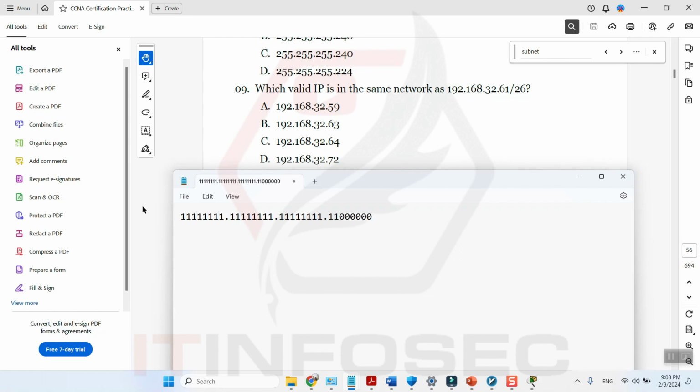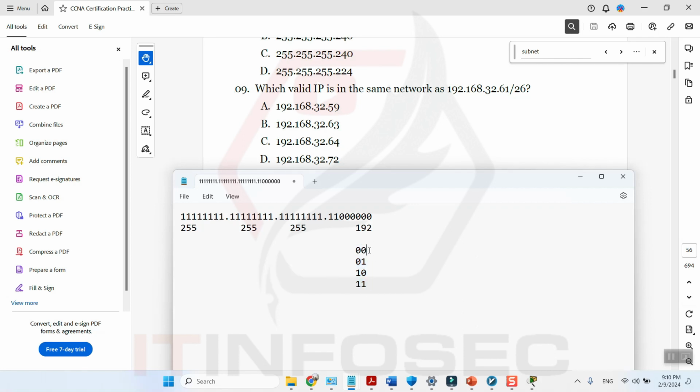Okay, 255, 255, 255, 192. Okay, this is the subnet mask for class C, because it starts from 192 subnet ports. So we have 00, 01, 10, and 11. Okay, four models, four situations that can be imagined for these 2 bits.